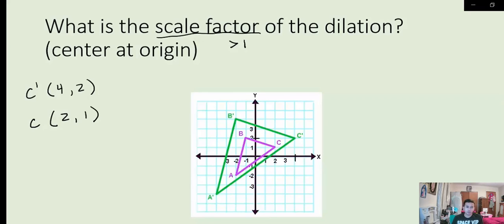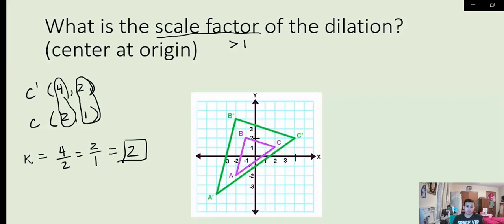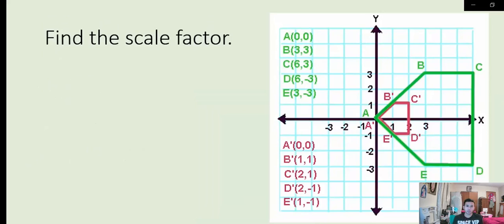All right, so I'll be using C here, and using those selected points, we can look for the scale factor, which is 4 over 2, equal to 2 over 1, so the scale factor is 2, meaning they just multiply the point twice. Even if you pause this video and check on your B prime and C prime.